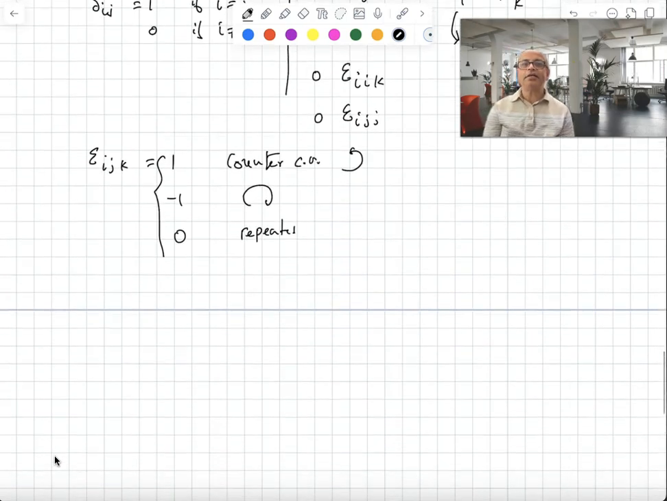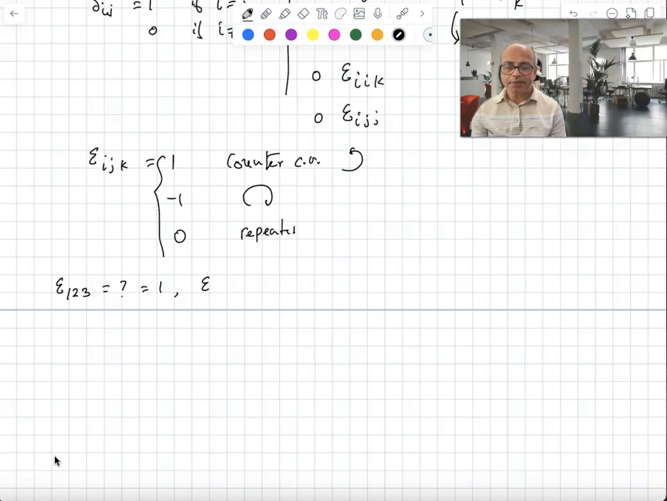Okay, so let's take a simple exercise. Epsilon 1, 2, 3 equals what? It equals 1. Epsilon 3, 1, 2: 3, 1, 2, 3, 1, is that counterclockwise or clockwise? 3, 1, 2 is counterclockwise, so this is 1. Now if I say epsilon 3, 2, 1, this will be -1.